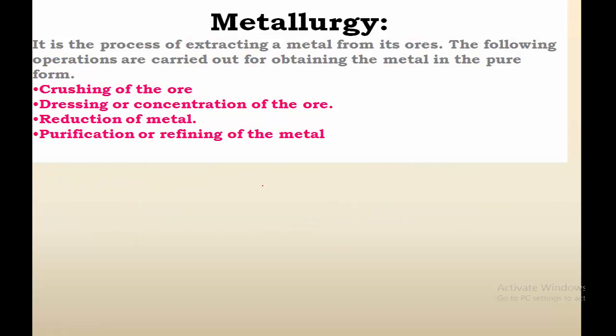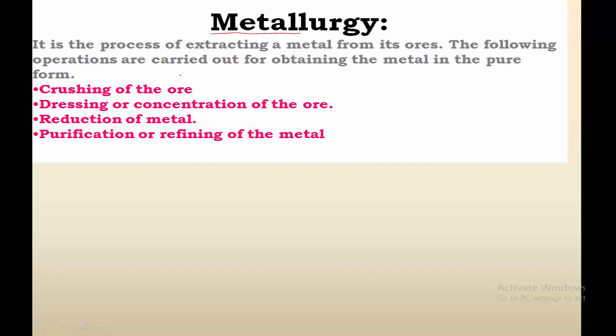So next we will move to metallurgy. So what does this metallurgy mean? As you know, the metal is extracted from ore and we will carry out certain technical and scientific processes, and those processes are considered as metallurgical processes. This overall extraction of metal from its ore by carrying out certain scientific and technical processes is said to be metallurgy.